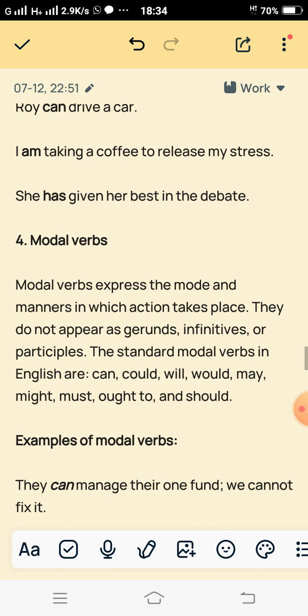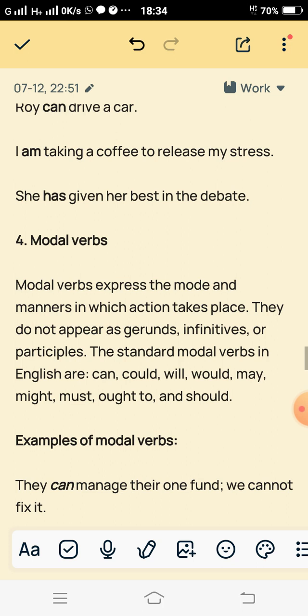So now, modal verbs. What are modal verbs? Modal verbs express the mode and manners in which action takes place. They do not appear as gerunds, infinitives, or participles. The standard modal verbs in English are can, could, will, would, may, might, must, ought to, and should.